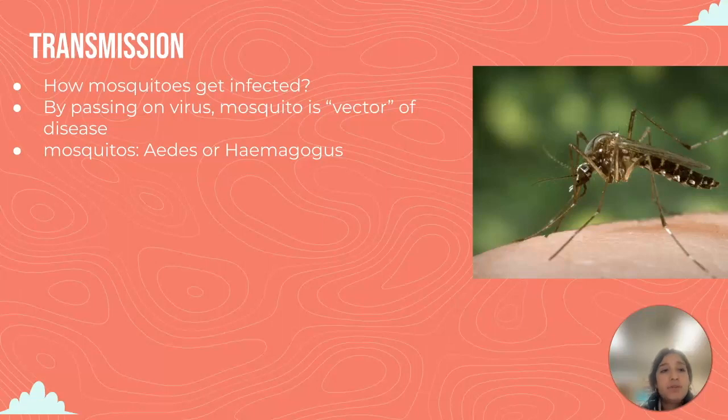Mosquitoes essentially pick up the infection when they bite an infected host, and then the mosquito multiplies and develops the infection within its body's tissues. Then the infected mosquito transmits the infection through the saliva when it bites a healthy host. By passing on the virus, the mosquito acts as a vector of the disease, and it was found that the Aedes or Haemagogus mosquitoes are the ones found with the yellow fever virus.